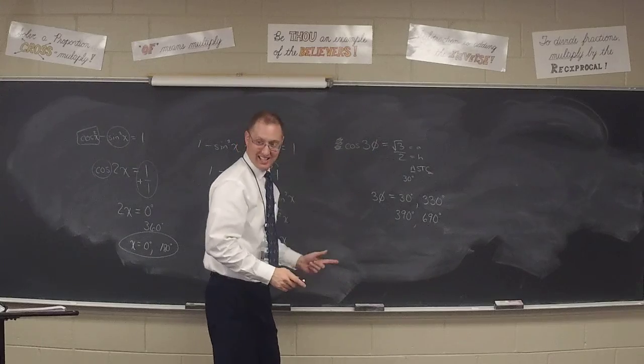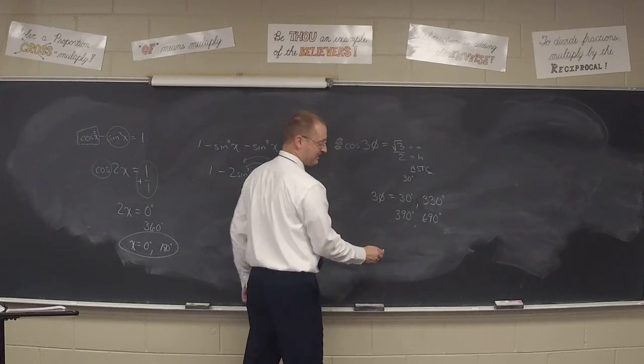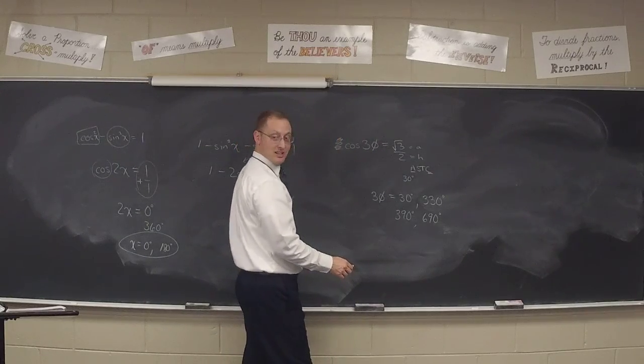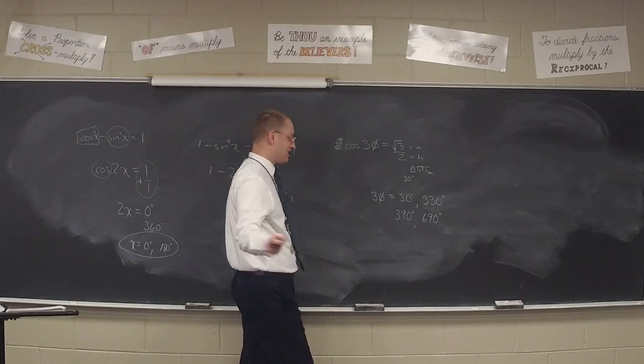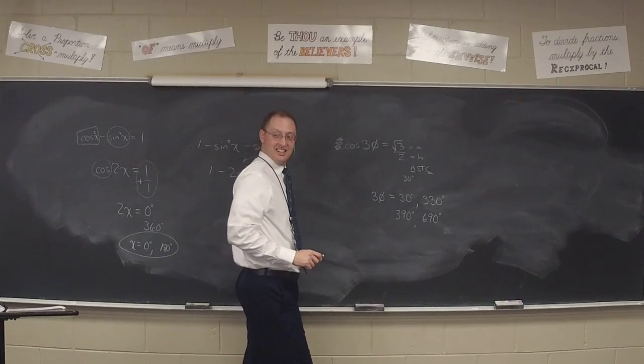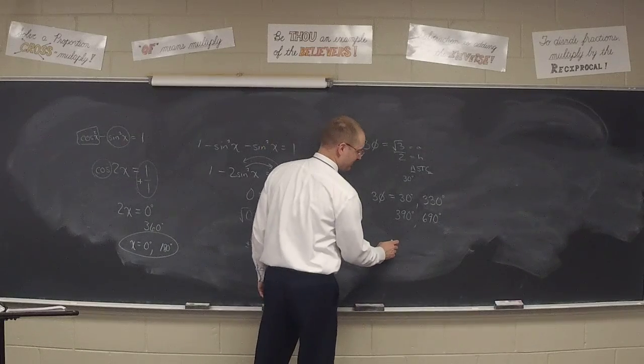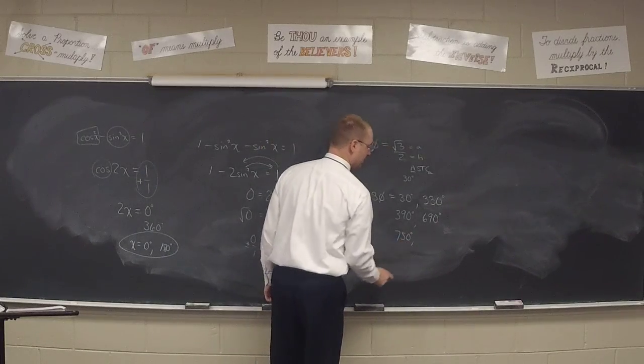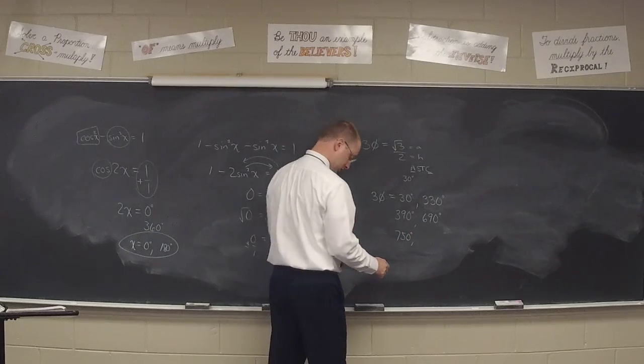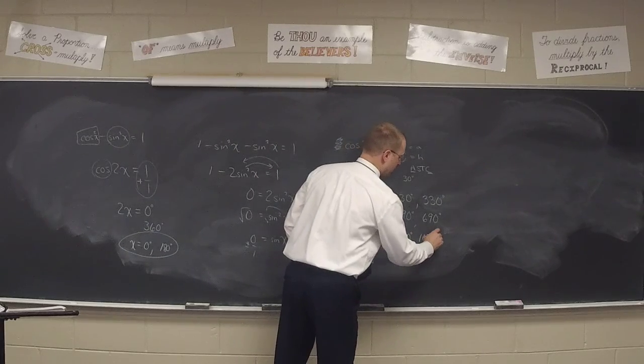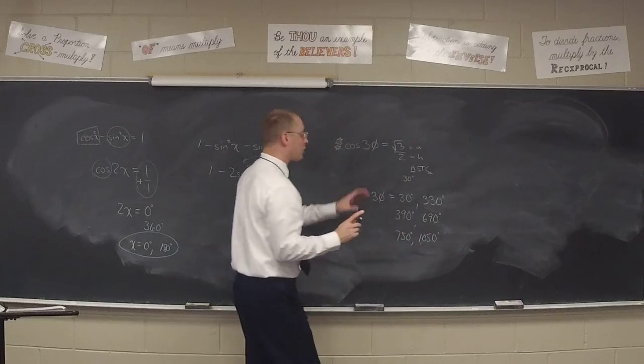I got to go around again. You evidently did not do this last night. I did it wrong. Okay. 750 and 1050. Right, okay, and so that's all 3 phi though.